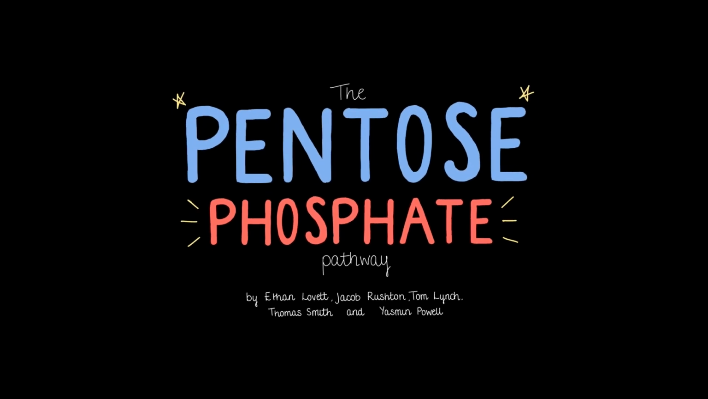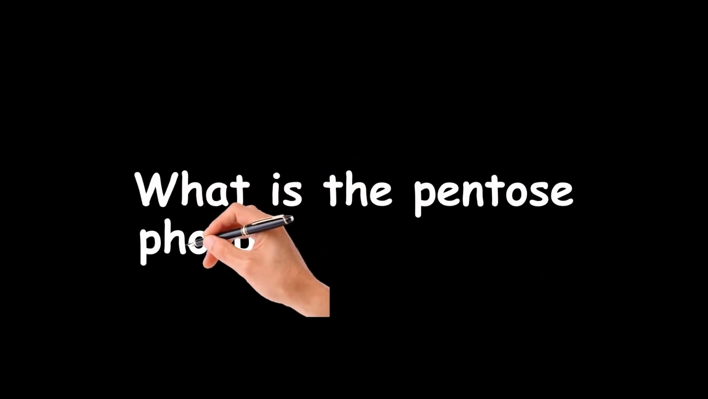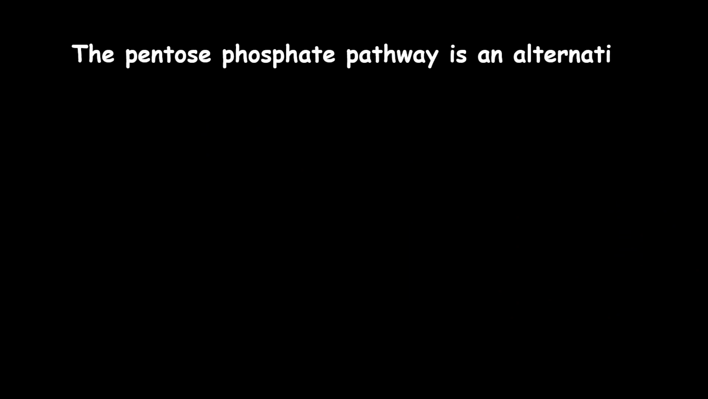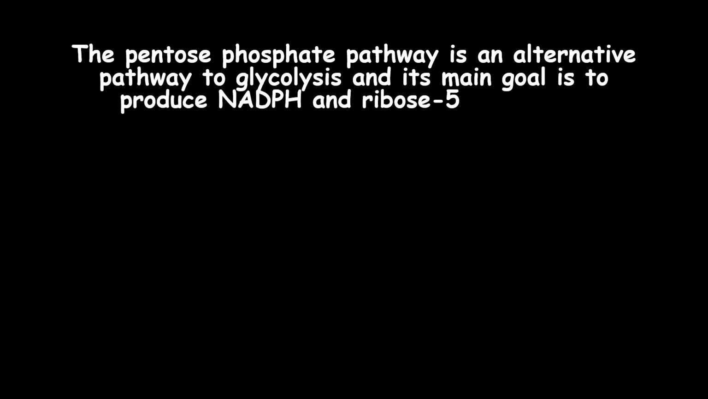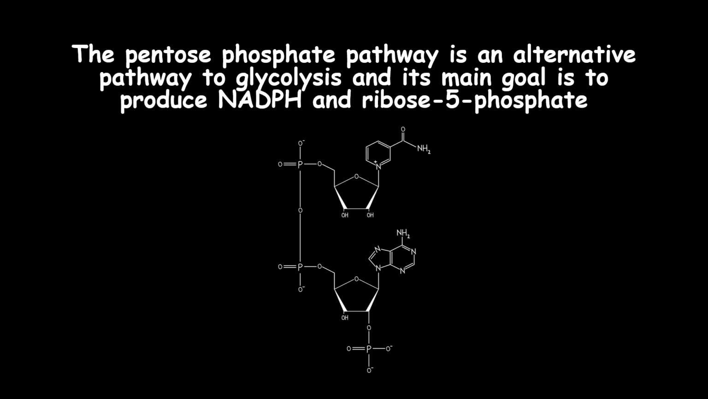The pentose phosphate pathway. If you don't know what the pentose phosphate pathway is, I'll break it down for you. The pentose phosphate pathway is an alternative pathway to glycolysis, and its main goal is to produce NADPH and ribose 5-phosphate. In fact, it occurs in almost all cell types and tissues.